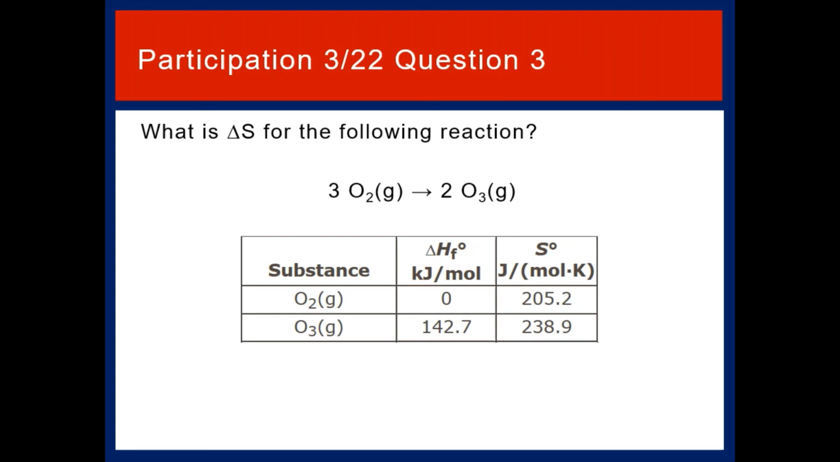Participation 322, question 3. What is delta S for the following reaction? The reaction is 3O2 gas becomes 2O3 gas. I think you will find this reference information useful for answering the question. This is the third question on participation 322 due Tuesday, March 22nd at 11:55 p.m. over on Blackboard. Link to the assignment is right below the links to these videos. Again, what is delta S for the reaction 3O2 gas becomes 2O3 gas? Here's some nice reference thermodynamic information.